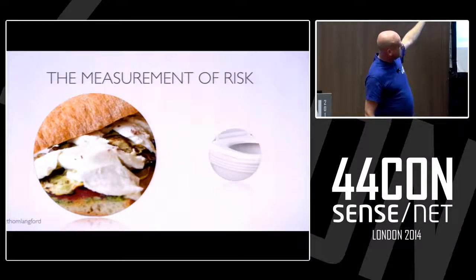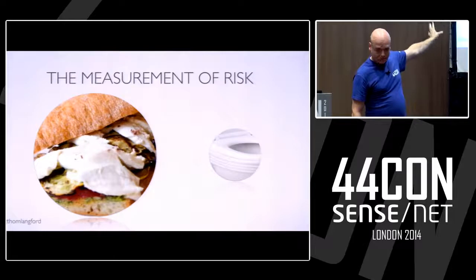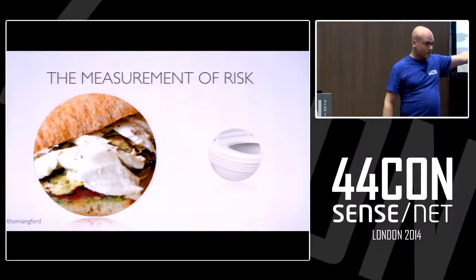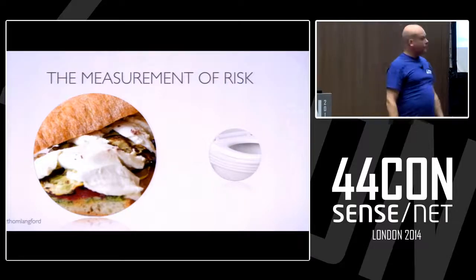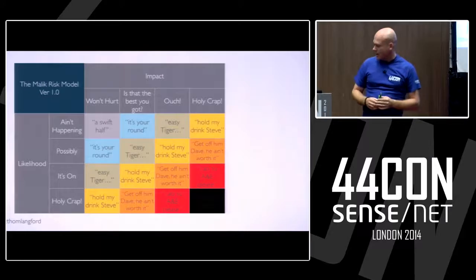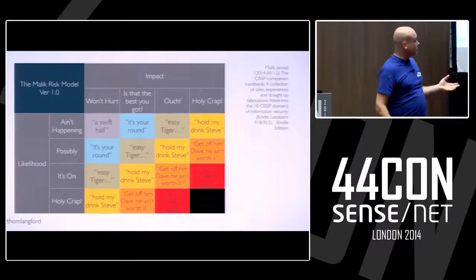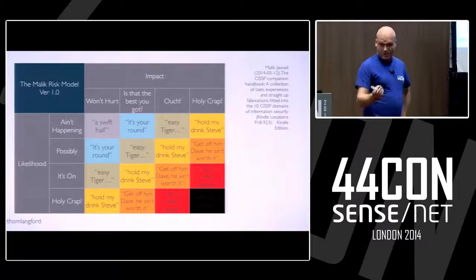So we know the measurement of risk. We know that this risk is bigger than the other risk. We know that eating sandwiches, etc., is a bigger risk than flushing the toilet and brushing your teeth with poo and wee. So where do we go from there? Well, a very good friend and colleague of mine, a chap many of you might know, Javad Malik, wrote a book supporting the CISSP qualification.